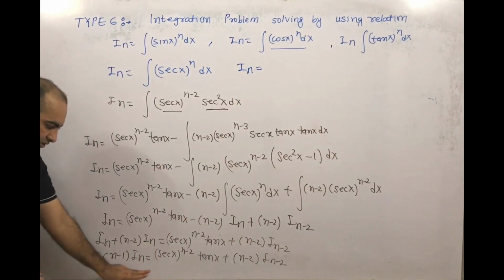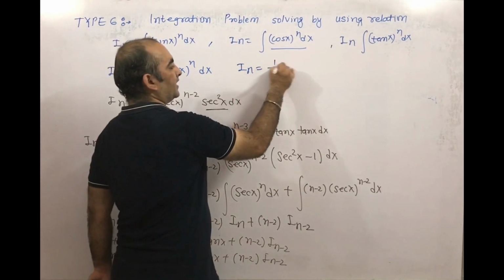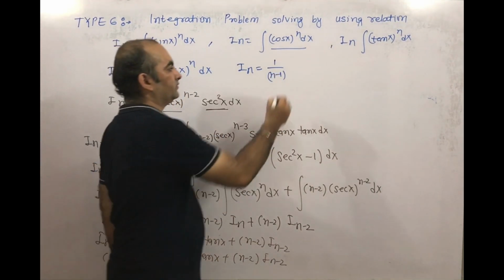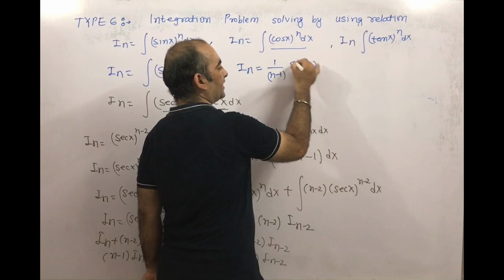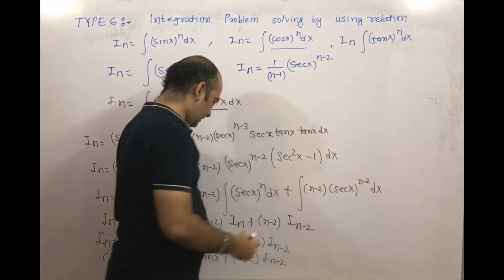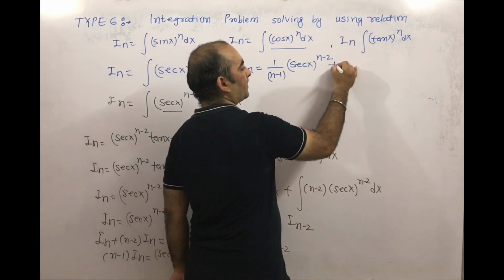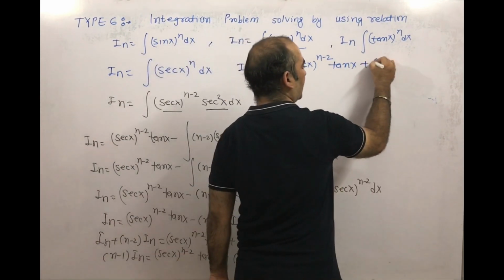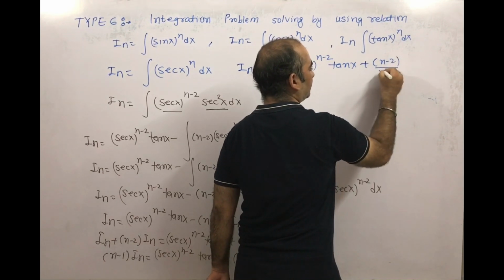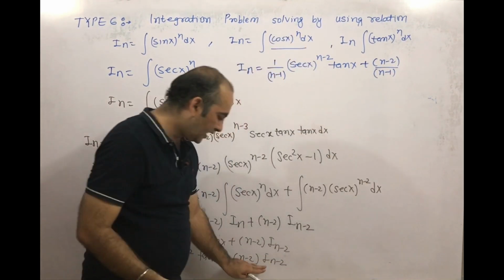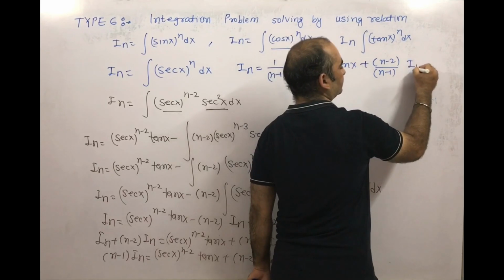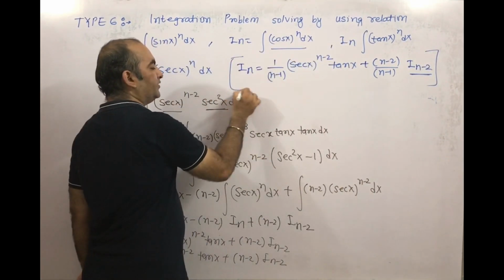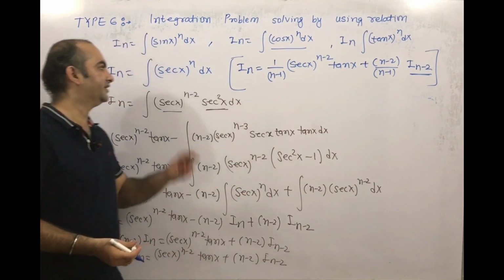So for In we can write, taking n minus 1 as the denominator, In equal to 1 divided by n minus 1 into secant x to the power n minus 2 into tan x, plus n minus 2 divided by n minus 1 into I of n minus 2. So this is the relation, and by using this relation we can find any integration.